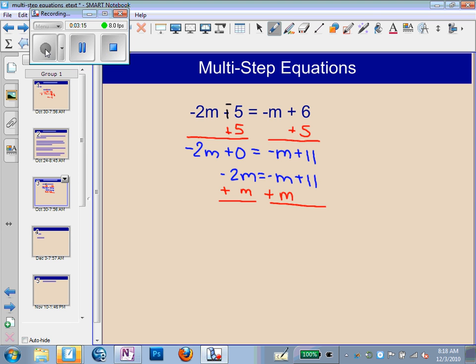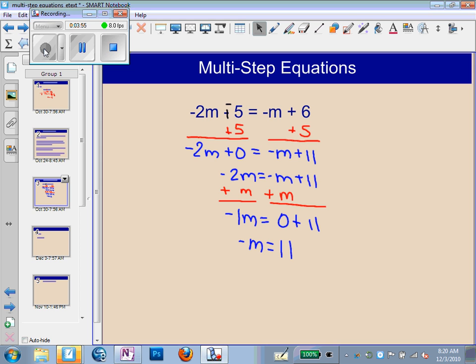You'll perform it once to get rid of your constant on your left-hand side and move it over to the right-hand side like we did with the plus 5. And then you'll perform it again by adding the opposite of your variable to the right-hand side, which brings it over to the left-hand side. So now we're going to simplify by adding straight down. Negative 2m plus m is negative 1m, or you could just write negative m. Negative m plus m is 0. And then we have our 11 to bring straight down. So we end up with negative m equals 11.